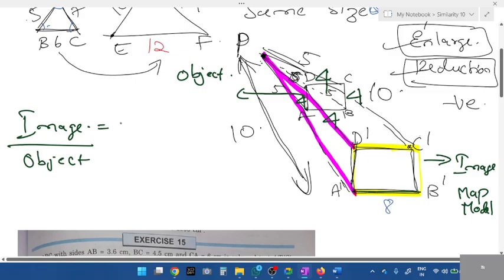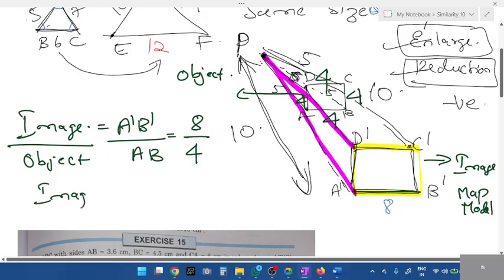A dash B dash value is given, right? A dash B dash divided by AB, the object, take the same side. What is the same side? The corresponding side. AB. What are the values? A dash B dash is 8 divided by 4.